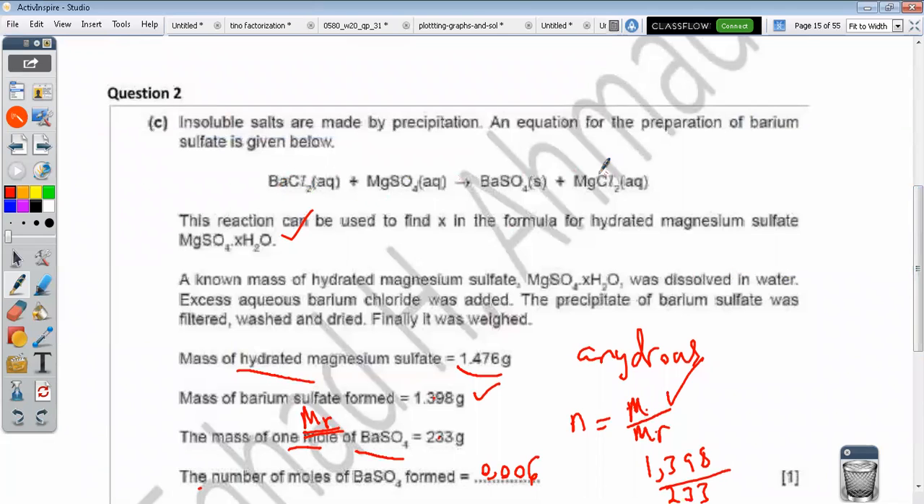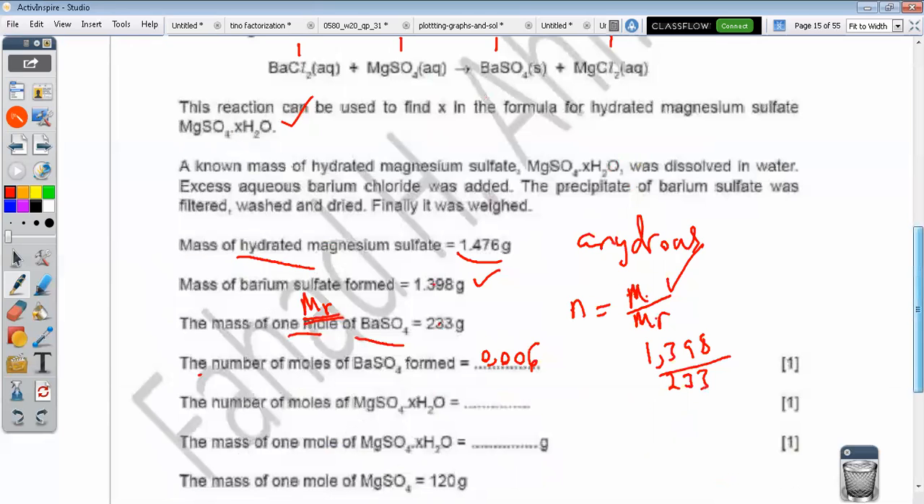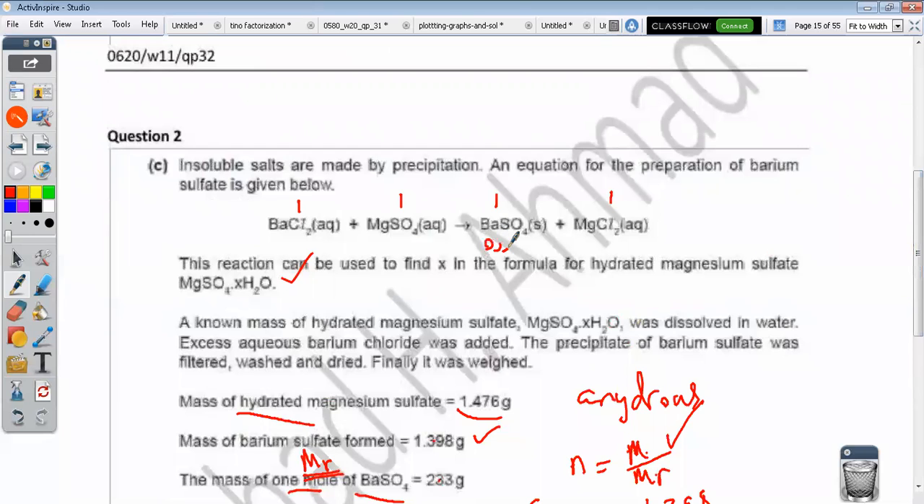Then we go back to the equation. That's why the equation is balanced. So it's 1:1:1:1. Follow me. If we are producing 0.006 moles of barium sulfate, it means we should also produce 0.006 of the other product, because it's 1:1. And we should be using 0.006 of each reactant. That's why the balanced equation is important. It's balanced for you, with the ratio 1:1:1:1.